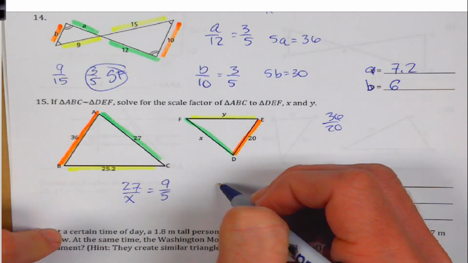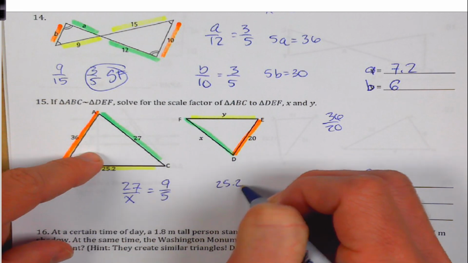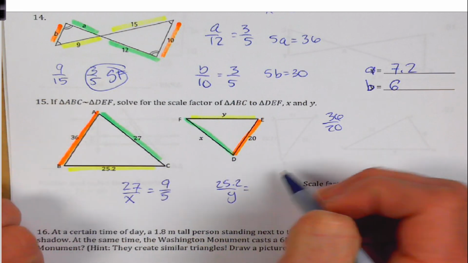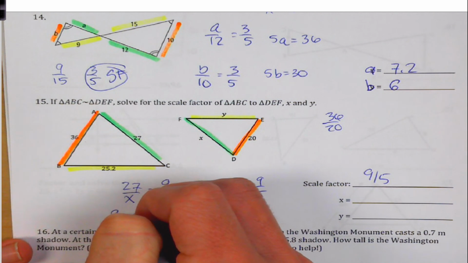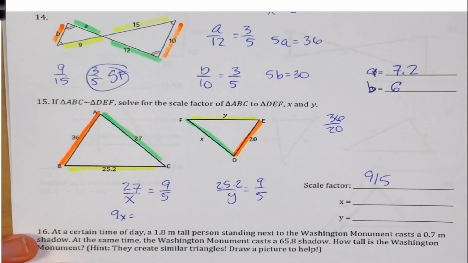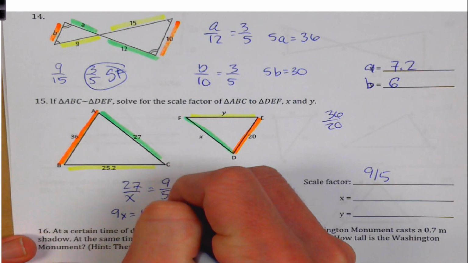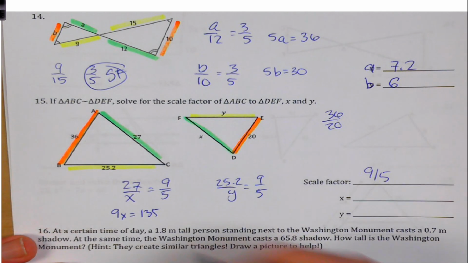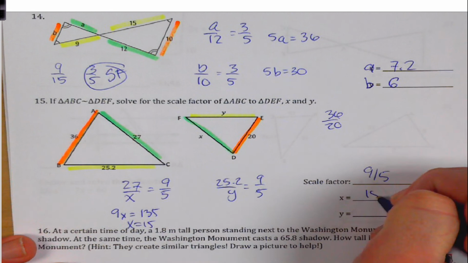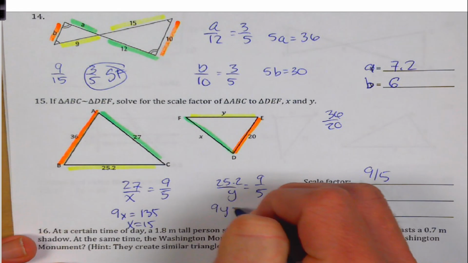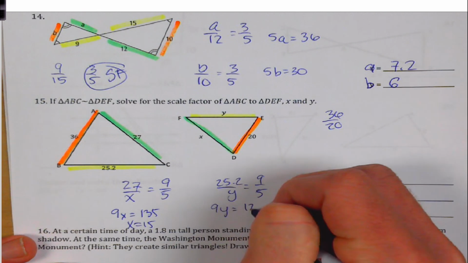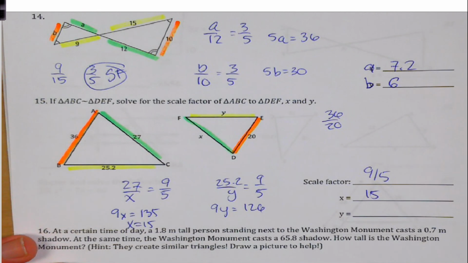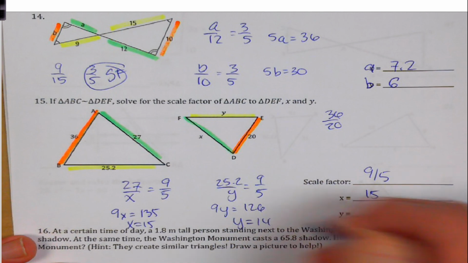And then we'll do it with the y's. 25.2 over y equals 9 over 5. And we just cross multiply. 9x equals 27 times 5, which is 135, divided by 9. So x equals 15. And this is going to be 9y equals 25.2 times 5, which is 126, divided by 9, and y equals 14.